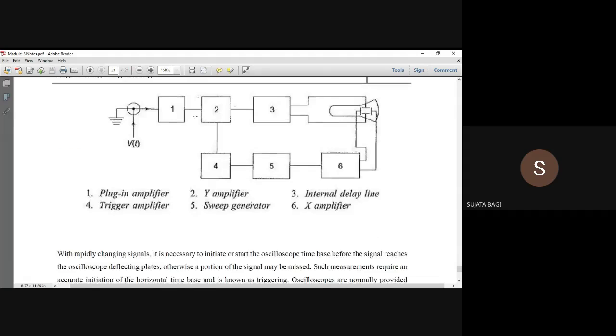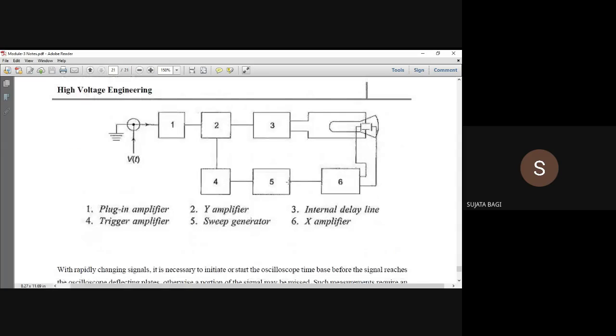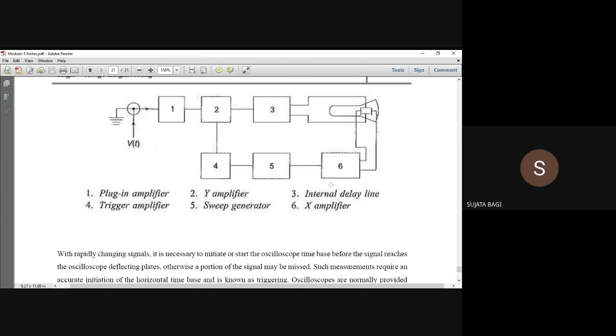Actually, this is the diagram of the oscilloscope. The cathode ray oscilloscope is fitted with this. This is the input voltage we are applying, and one is the plug-in amplifier. This is the Y amplifier. Sorry, this is the internal delay line actually, and this is the trigger amplifier, this is the sweep generator, and this is the X amplifier. So this is set up within this cathode ray oscilloscope.